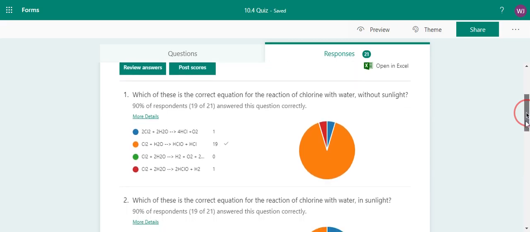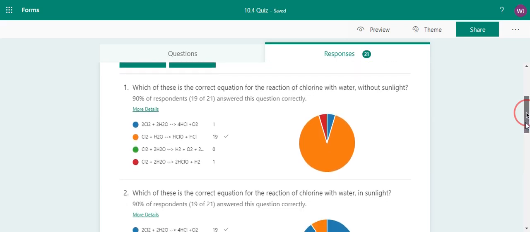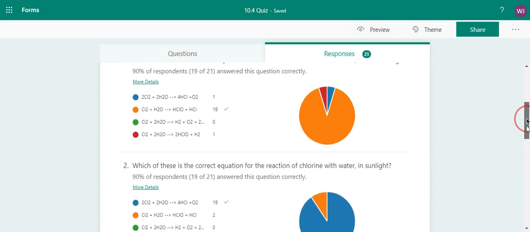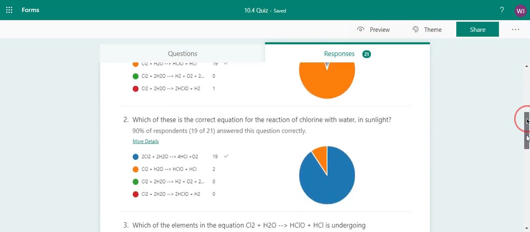The second question is the reverse question. It's what happens in sunlight. So you can see that first option there that one of you chose for question 1 is the correct one for chlorine and water reacting in sunlight. So again, question 2, most of us got that right. And the two people who got it wrong gave the equation for the chlorine with water without sunlight.